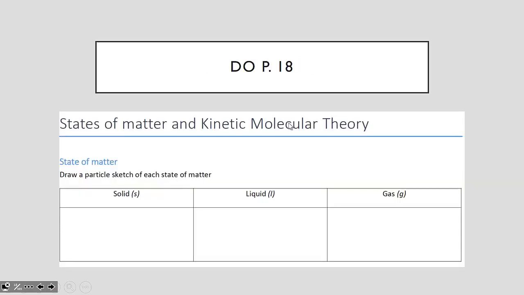So on page 18, I also am asking you to do a particle sketch of what a solid looks like. Remember, in a particle sketch, we're going to show molecules as circles. Circles that overlap are a single molecule or compound or element. Circles that are near each other show how packed together they are based on their intermolecular forces. So a solid, you would show all packed as tight together as possible. And remember, solids have a very strong attraction, so they will have a definite shape and take up a set amount of space. Now, using those exact same 10 circles, what would a liquid look like?